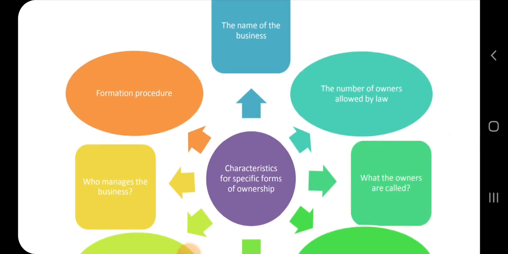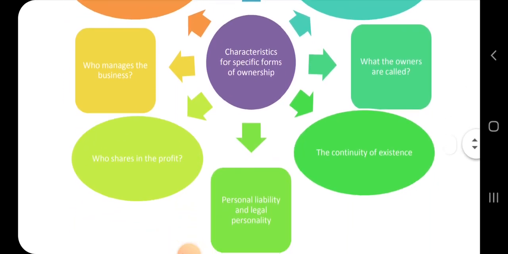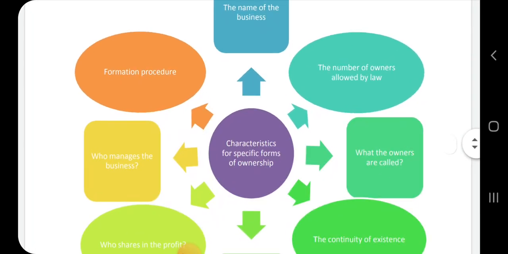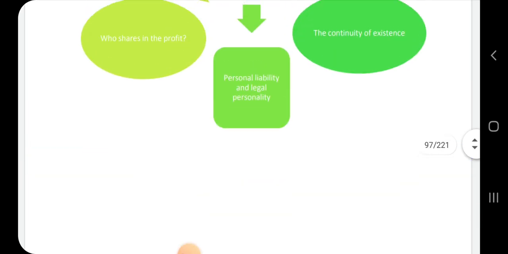So here we're going to be doing forms of ownership, the nature of the business, number of owners allowed. So these are the characteristics of how different forms of ownership are classified. In order for us to distinguish them, we'll distinguish them according to the name of the business, the number of owners allowed by law, what the owners are called, the continuity of existence, personal liability and legal personality, who shares in the profit, who manages the business, and formation procedures. So that is how we will distinguish between the different forms of ownership.